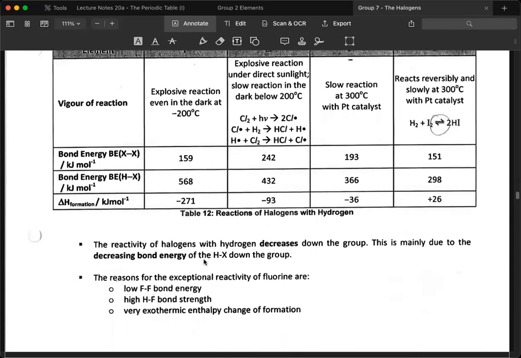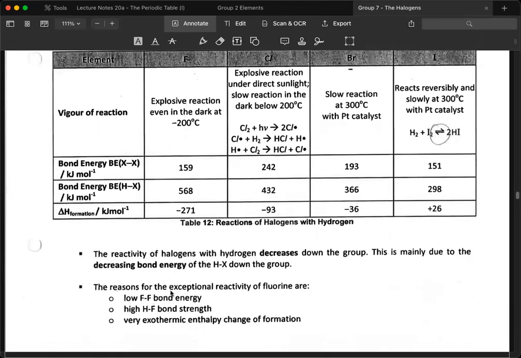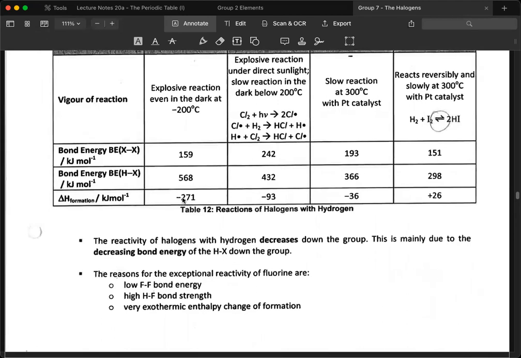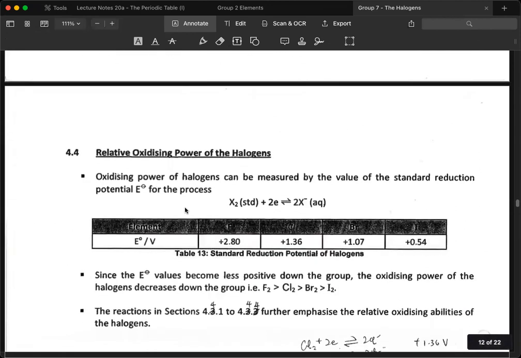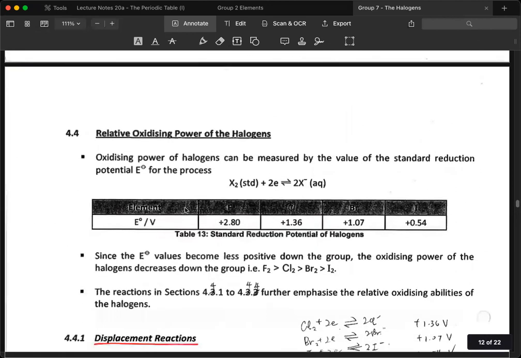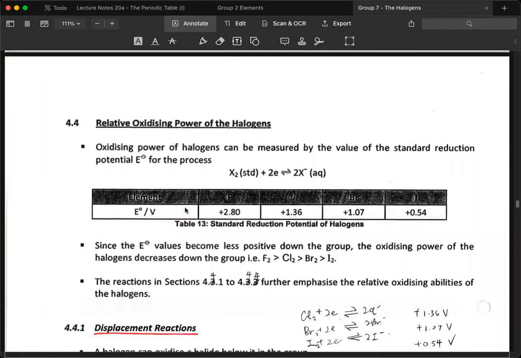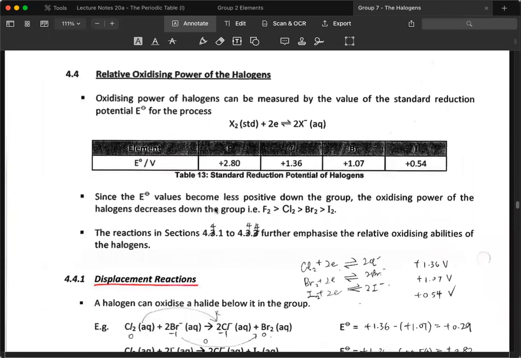The reason for the exceptional reactivity of fluorine is low F-F bond strength, high H-F bond strength, and very exothermic enthalpy change of formation. So fluorine is very special. Now, the oxidizing power of halogens can be measured by the value of the standard reduction potential. Since the E0 value becomes less positive down the group, the oxidizing power decreases.